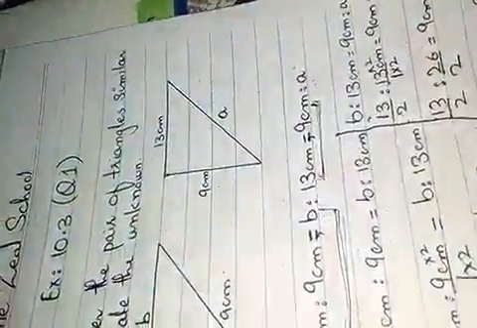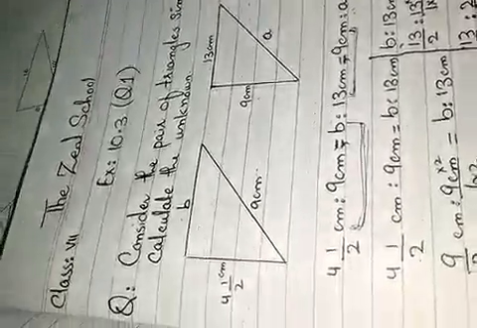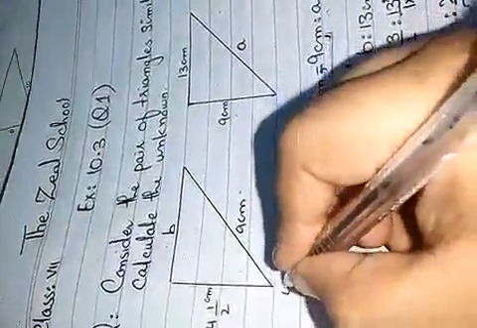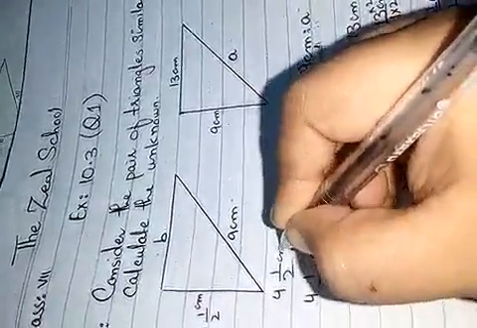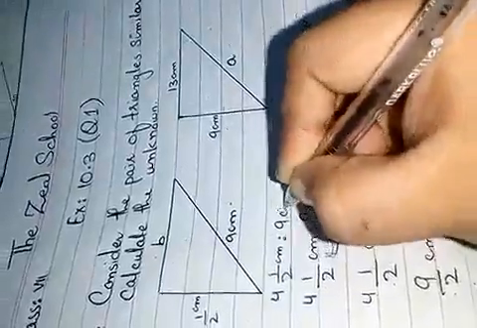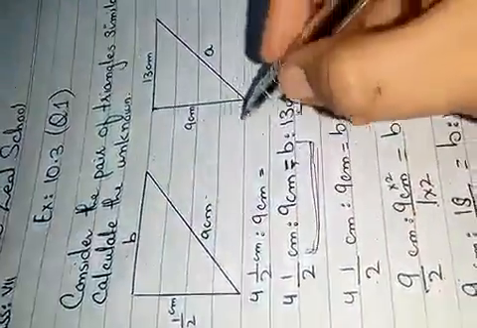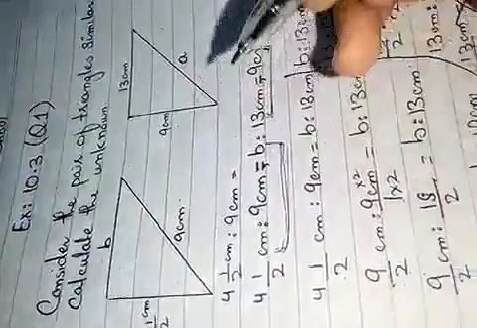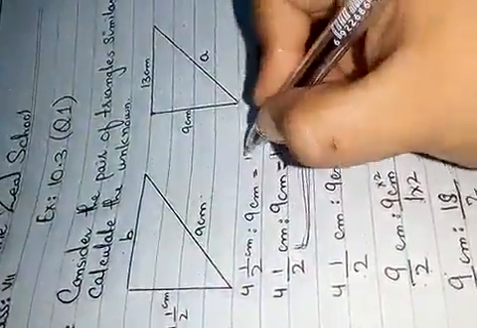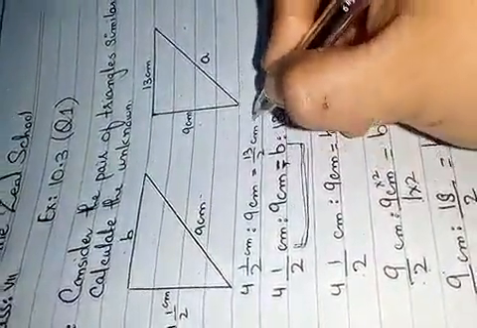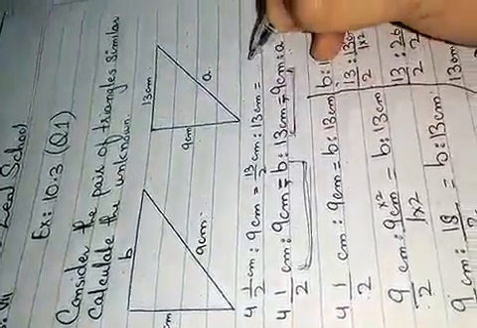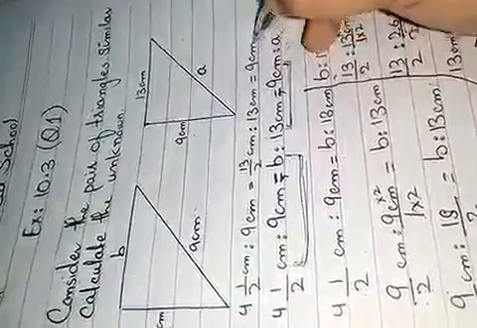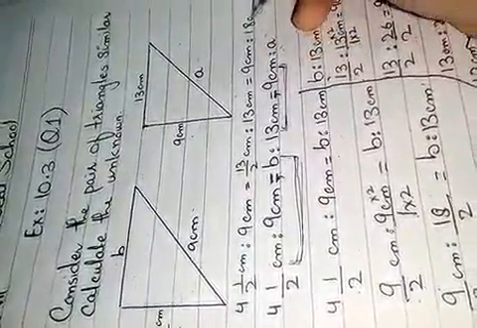So when we check, 4 whole number 1 upon 2 centimeter ratio 9 centimeter is equal to B, which is 13 upon 2 centimeter ratio 13 centimeter is equals to 9 centimeter ratio 18 centimeter.